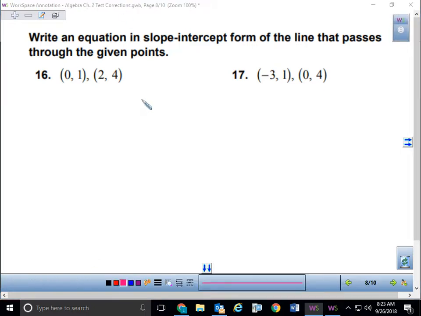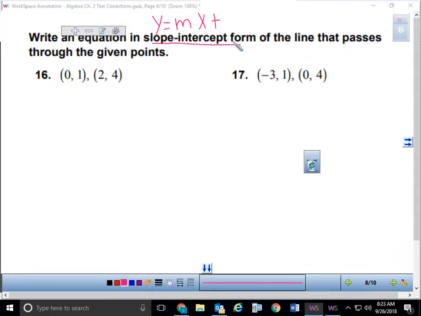You'll notice I skipped 15. That's because remember I had you cross that out. We weren't going to deal with that. So we're jumping into 16 and 17. It says write an equation in slope-intercept form of a line that passes through the given point. So slope-intercept is y equals mx plus b.